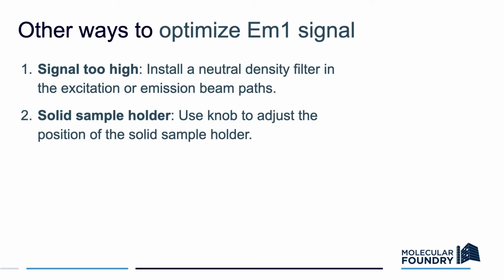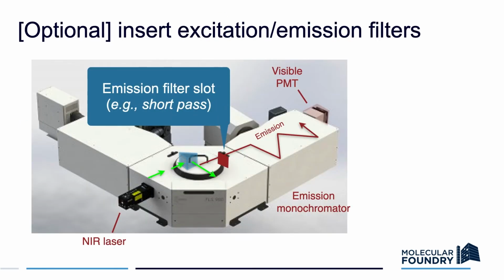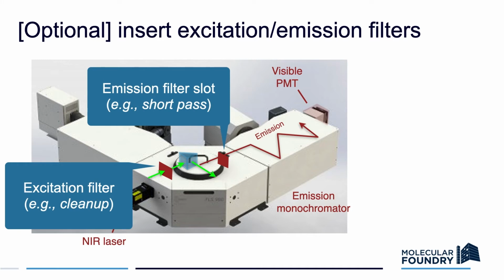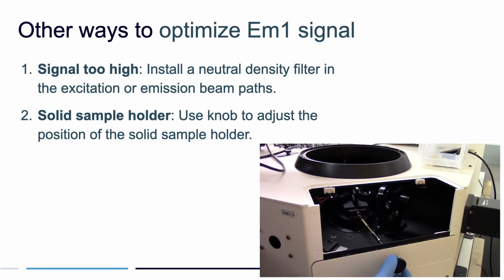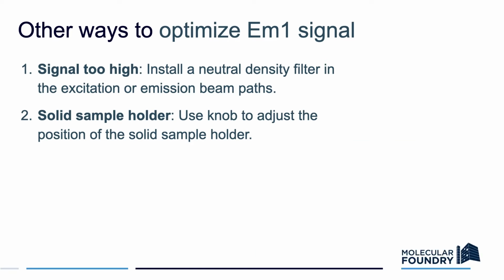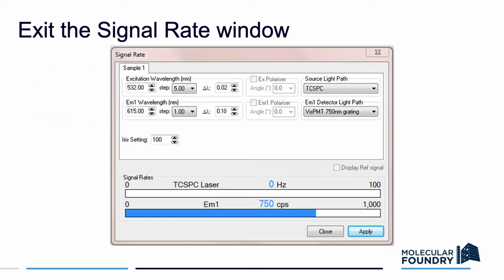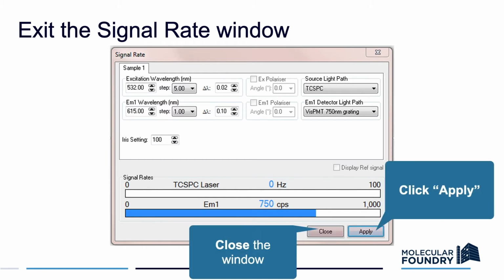There's a couple other ways you can optimize the emission 1 signal. If your signal is too high, you can install a neutral density filter in the excitation or emission beam paths. You can also adjust the position of the solid sample holder by turning the translation knob. This will change both where the laser is focusing on your sample and how it reflects into the emission monochromator. So finally, you're going to exit the signal rate window. You can click Apply and then close the window.